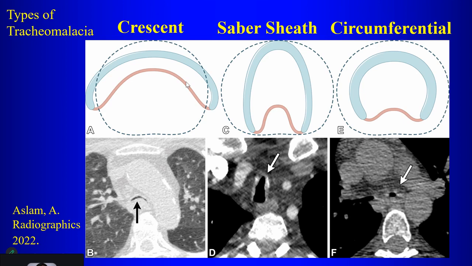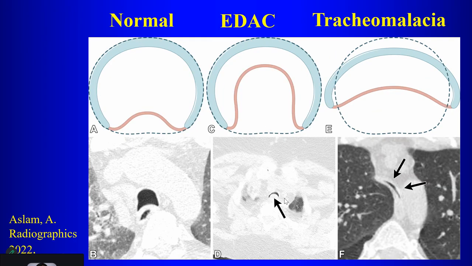So the types of tracheomalacia, the actual abnormalities of the trachea, you can have this shape, the crescent shape, the saber sheath shape, the circumferential shape. So all of these are manifestations of tracheomalacia. But if you just have this, that is EDAC, all right? These patients aren't necessarily symptomatic. They might be, but they're not necessarily symptomatic. So if you see this, this is not necessarily tracheomalacia. This is EDAC, okay? Look for this. You will see this on your PE scans.